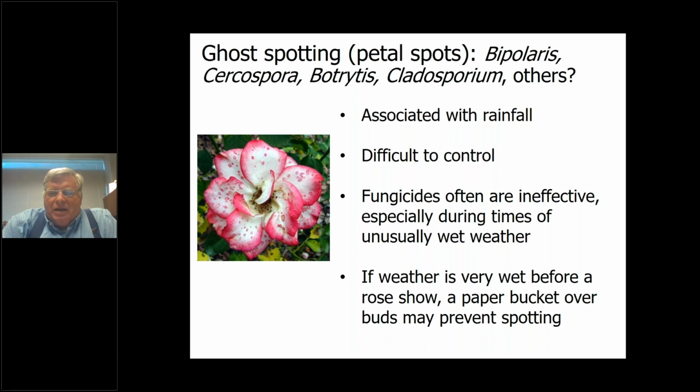And he took me out back, and he had Kentucky Fried Chicken buckets on bean poles over his blooms. And it had protected his blooms from the rainfall. And while everybody else had ghost spotting, he did not. This can be very difficult to control with fungicides. Fungicides are usually ineffective during times of unusually wet weather. And so while this can be different, and there you see the paper or cardboard bucket, it certainly worked for Clyde. I have 50 of those in my garage. I'm still waiting to use them, but one day I might.